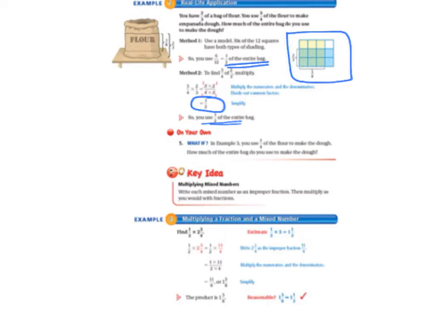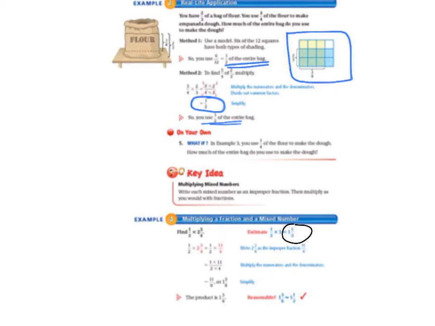Example 4, we are asked to multiply a fraction and a mixed number. So find 1/2 times 2 3/4. The first thing, as always, that we do is estimate. So we are going to round 2 3/4 to 3. And so we multiply 1/2 times 3, which is going to be 1 1/2. So we're looking for our answer to be close to 1 1/2.